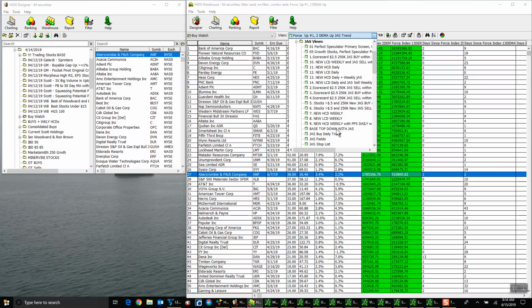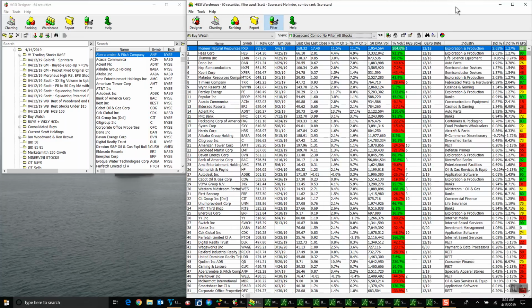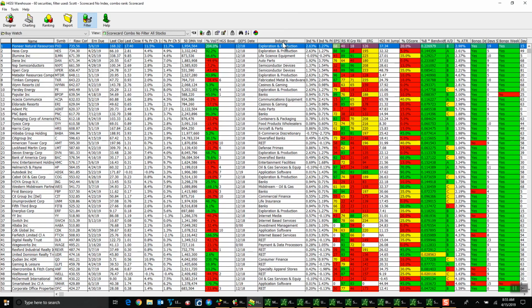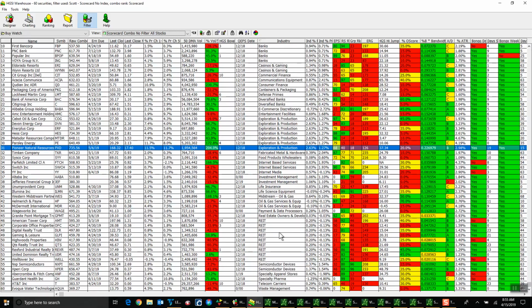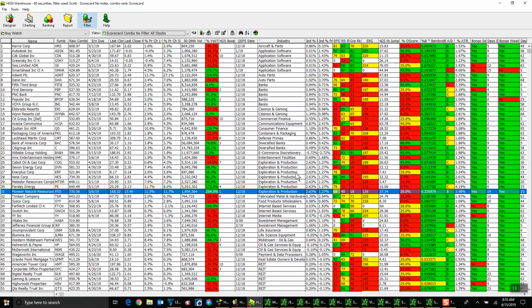What did I like? You could see a number of banks looked interesting. Application software. We didn't talk casinos, but I liked Eldorado and Wynn. A lot of explorers. There's that Devon. I mentioned that one. I like Parsley and Pioneer as well. A number of REITs, some semiconductor devices, and a smattering of other stocks. So let's show you what I can do with my new lists, my new add-on.